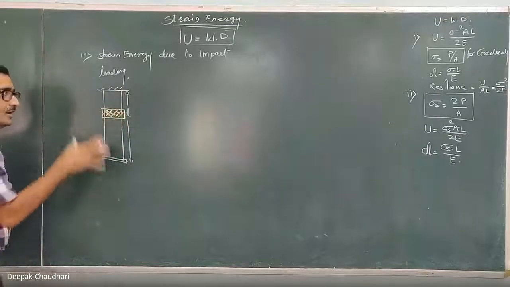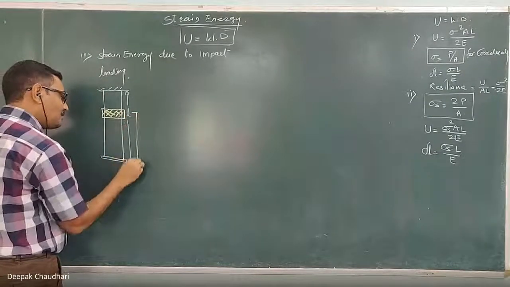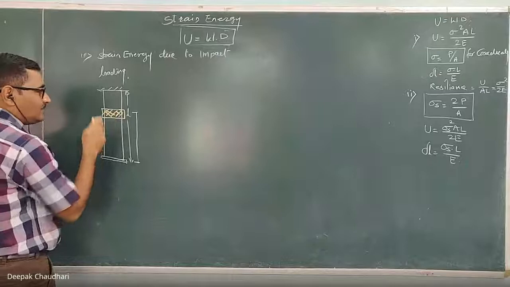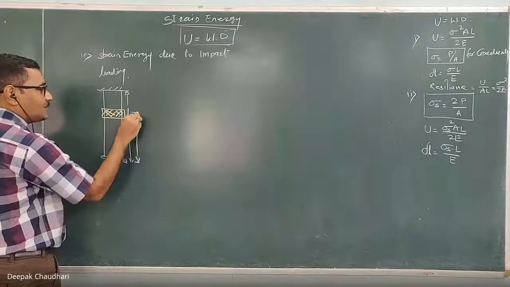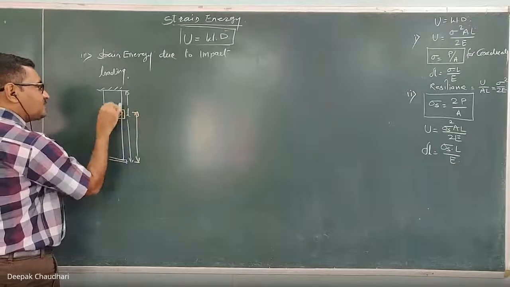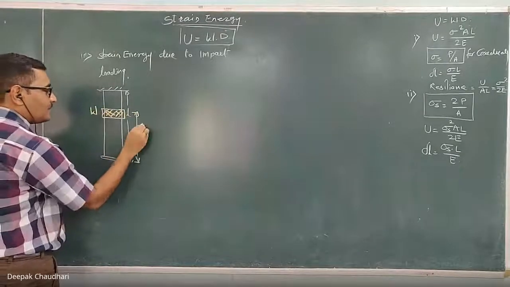We are dropping it from a certain height on this collar, and because of this collar its momentum is suddenly stopped. Its velocity suddenly stops and momentum becomes zero. Let this weight W be dropped from the height h.